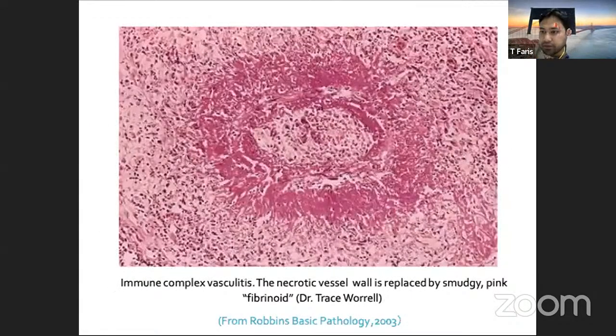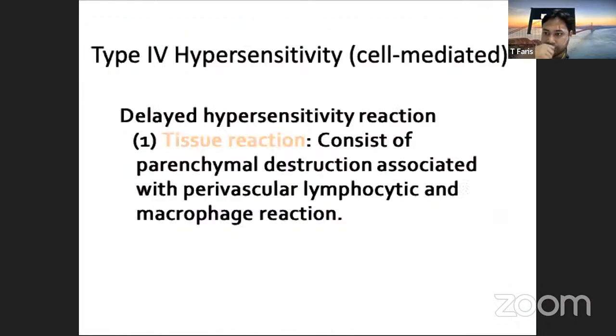Immune complex vasculitis: the necrotic vessel wall is replaced by smudgy pink fibrinoid. This is an example at the cellular level. This is the histology. We move on to type 4, which is cell mediated. It can be mediated by a single cell, right? And it's commonly categorized under delayed type hypersensitivity.